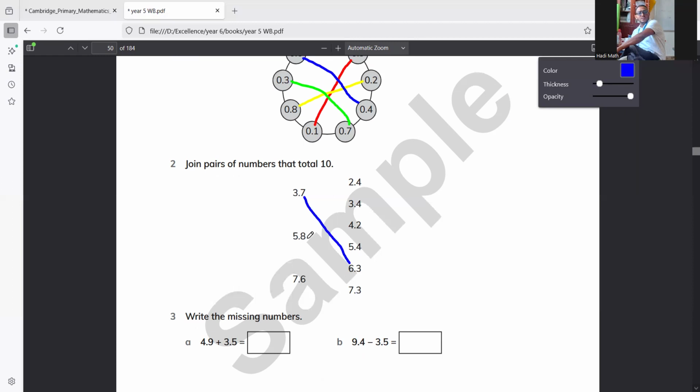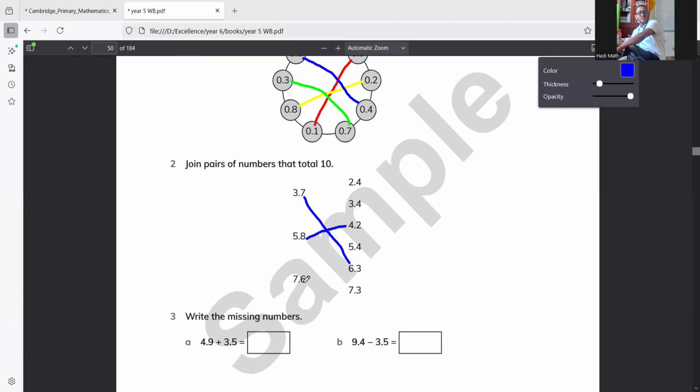So we look at these numbers. We find only one number has 0.2, which is 4.2. Because 5 and 4 give you 9, and 0.8 and 0.2 give you 1. 9 and 1 is 10. The same thing. 7.6: some people say 7 needs 3 to be 10. Yes, if it is just 7, it needs 3 to be 10.